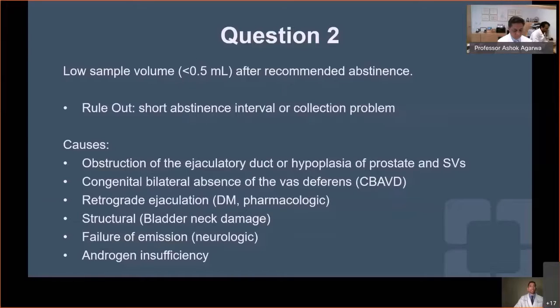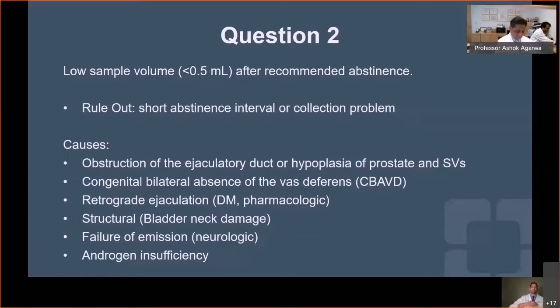Previous surgical history should also be elicited, as surgery on the bladder neck or prostate can result in bladder neck damage and retrograde ejaculation. A history of neurologic or spinal cord injury or issues can result in failure of emission. And finally, testosterone deficiency or androgen insufficiency can also result in low semen volume and can be tested for through laboratory blood work.